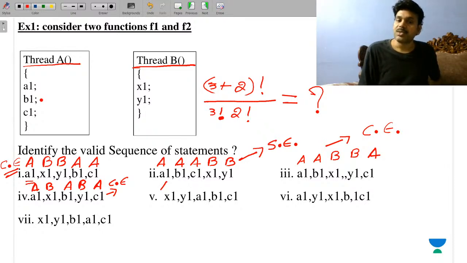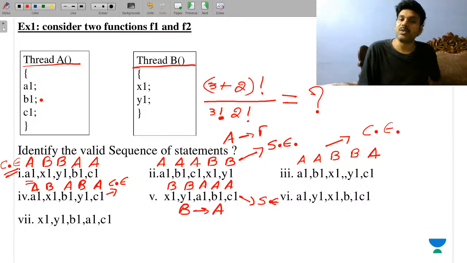Now see. X1 belongs to thread B, Y1 belongs to thread B, and A1, B1, C1 all purely belong to A. It is a serial execution because first B is executed, followed by A. In the earlier one, A is executed followed by B. Now this is a concurrent one, and this is a serial one.